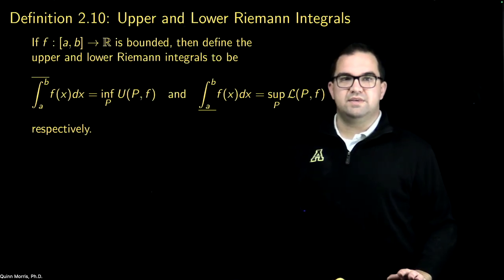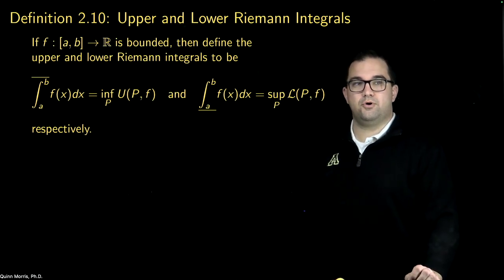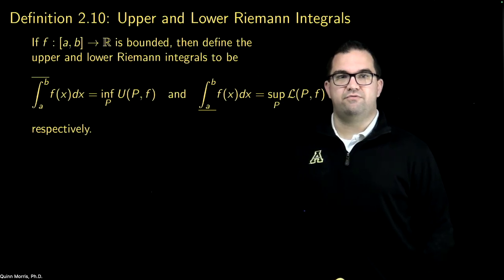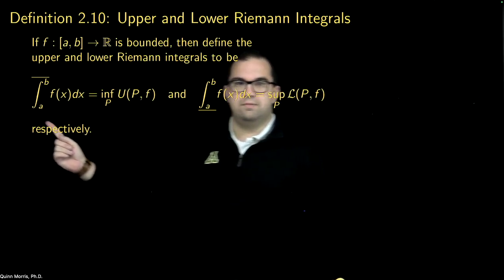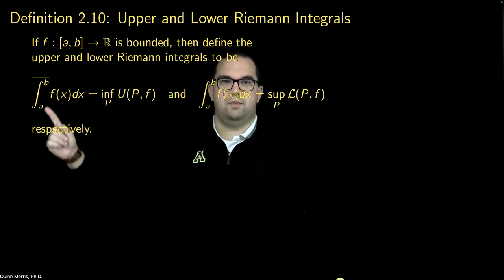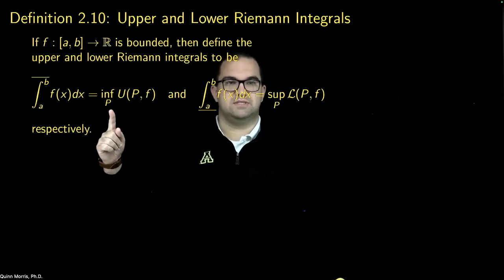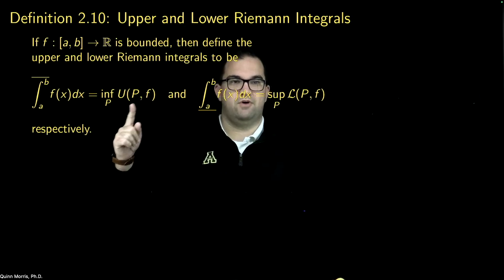Now, with this in mind, we want to define what we're going to call an upper and lower Riemann integral. Suppose f is a bounded function. We define the upper Riemann integral, which we write as the integral from a to b with a line over the top. The upper integral of f is equal to the infimum over the set of all partitions of the upper sums of f over those partitions.